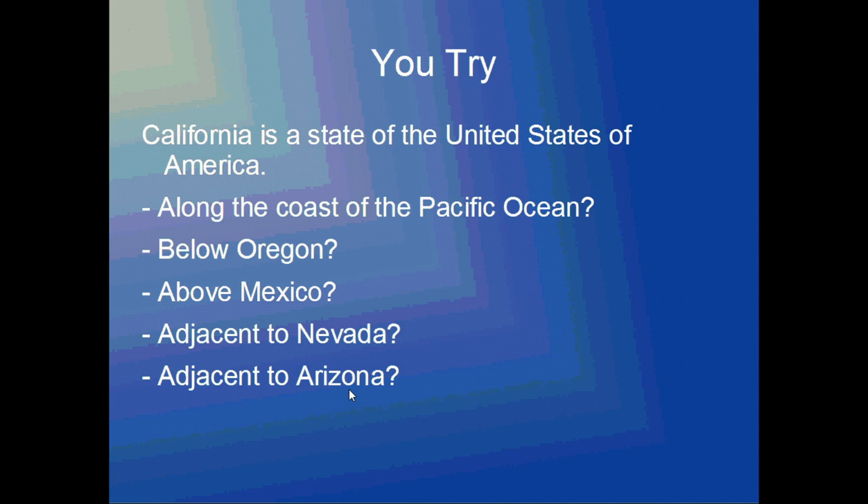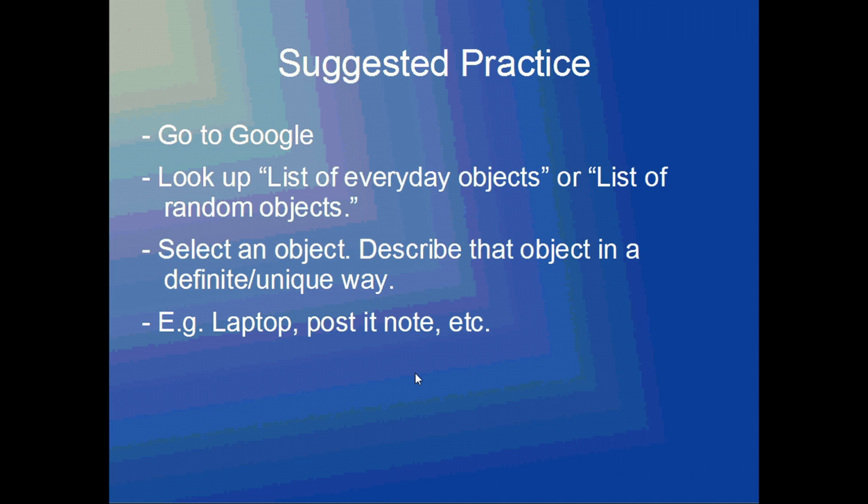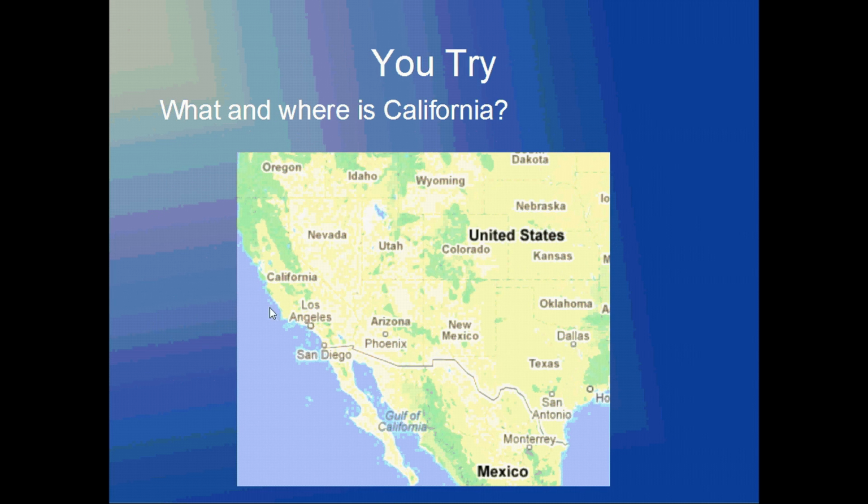Now, if you were to use all of these descriptions, then you would refer exactly to California. It's along the coast of the Pacific Ocean. It is adjacent to Nevada. It is adjacent to Arizona. It's below Oregon, and it's above Mexico. Okay? So all those descriptions put together will only refer to exactly one state, and that state is California. And that's an example of how to refer uniquely to something.